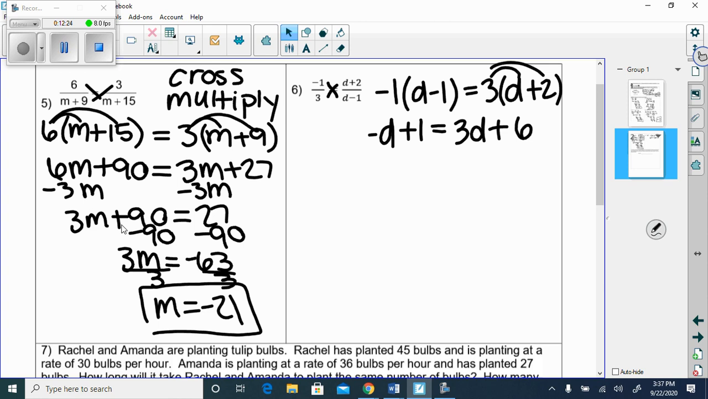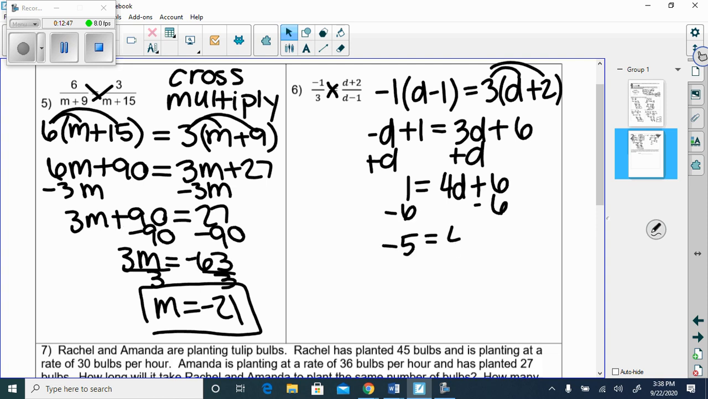Good. All right, now what should I do? Good. Trying to keep our variable positive, so I'll have 1 equals 4d plus 6. Awesome. And 1 minus 6 gives us negative 5. Good. So I have negative 5 is equal to 4d.